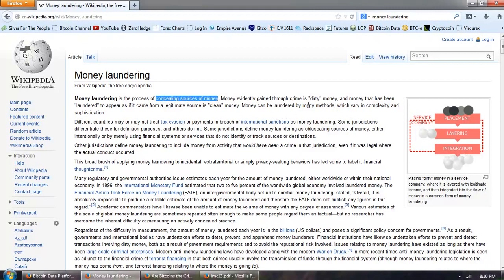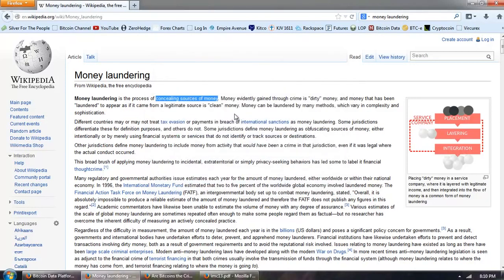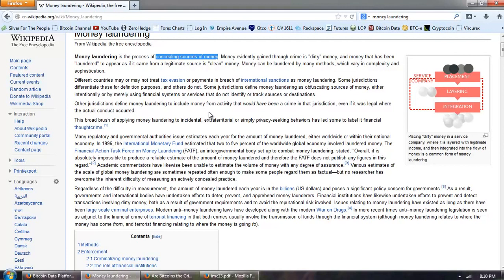Money evidently gained through crime is dirty money, and money that has been laundered to appear as if it came from a legitimate source is clean money. Money can be laundered by many methods, which vary in complexity and sophistication. Different countries may or may not treat tax evasion or payments in breach of international sanctions as money laundering. Some jurisdictions differentiate these for definition purposes, and others do not.